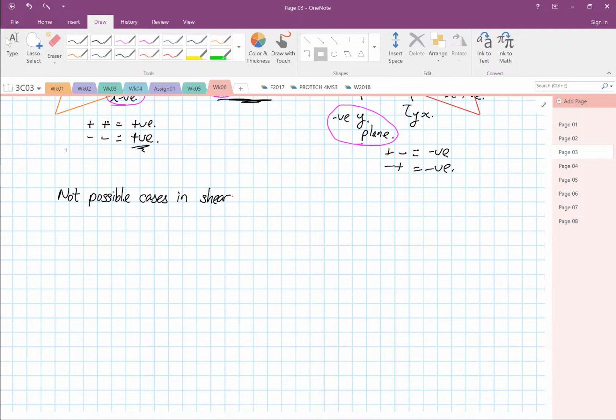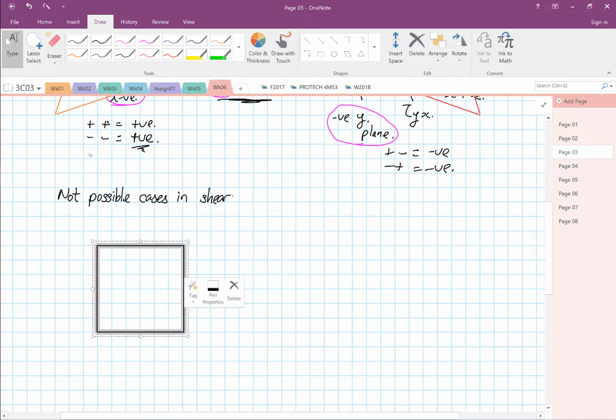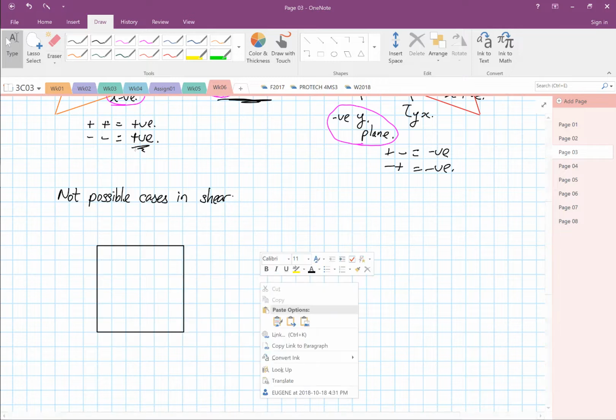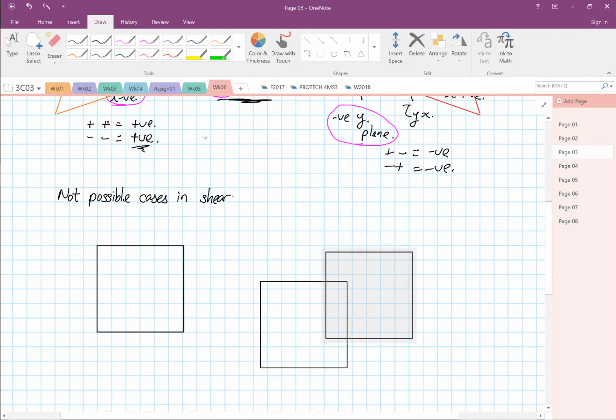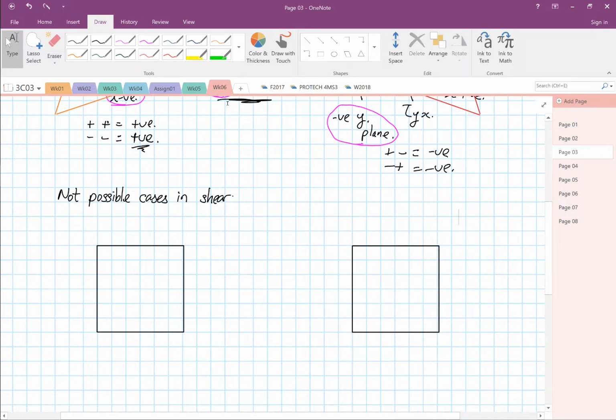So if you have an element over here, and then I'm going to copy, and there's another element. So in shear, this is an impossible configuration, you cannot have your shear stress acting this way. Okay, it cannot act this way, or neither can it act this way.